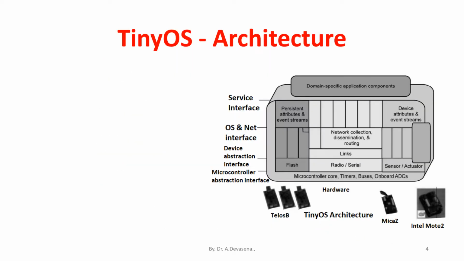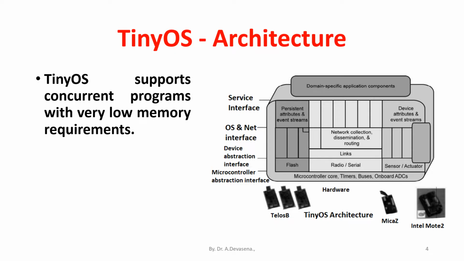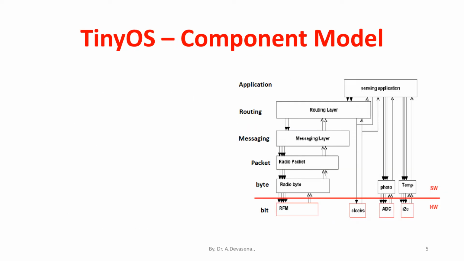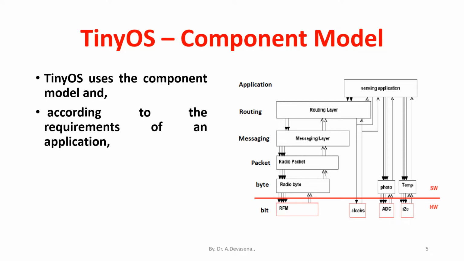TinyOS supports concurrent programs with very low memory requirements. The OS has a footprint that fits in 400 bytes. TinyOS falls under the monolithic architecture class. TinyOS uses the component model, and according to the requirements of an application, different components are glued together with the scheduler to compose a static image that runs on the mote.